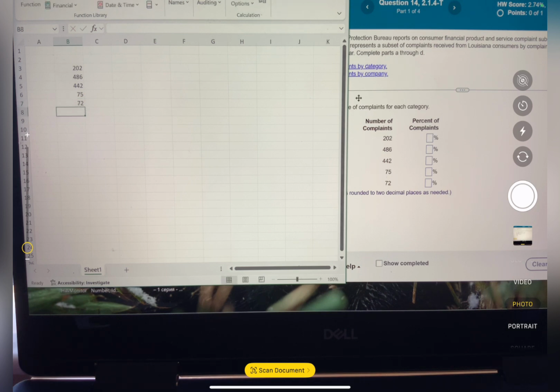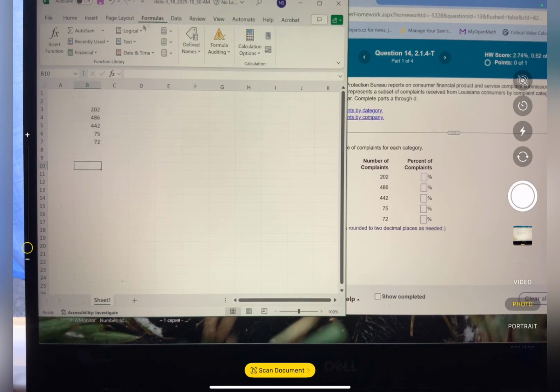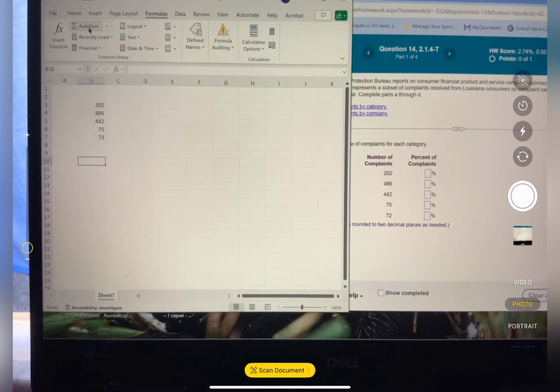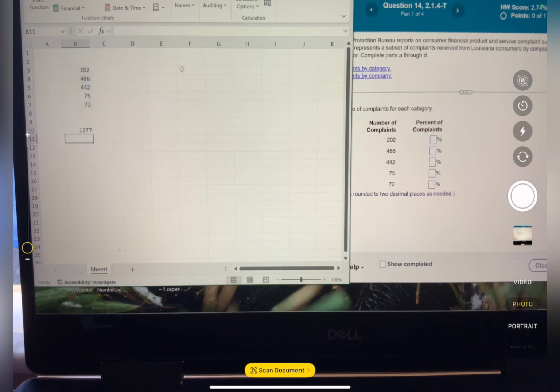To find the percentage of each category among the overall, first I have to find the overall total. So I click on Formulas, then AutoSum, and press Enter. It makes a total of 1277. Then, taking a formula, each one I have to divide by the overall total.